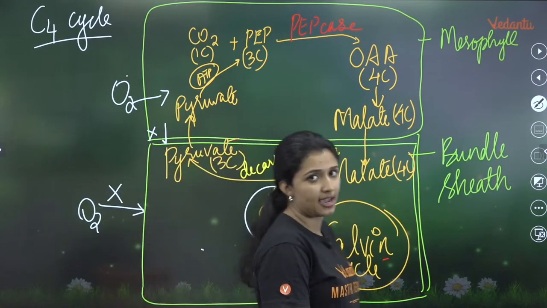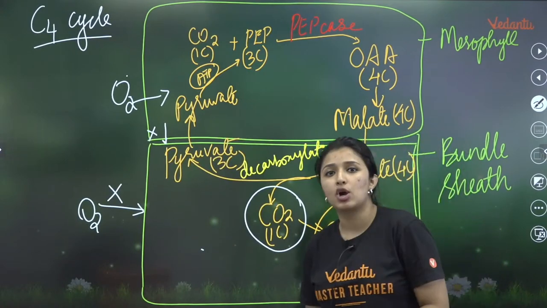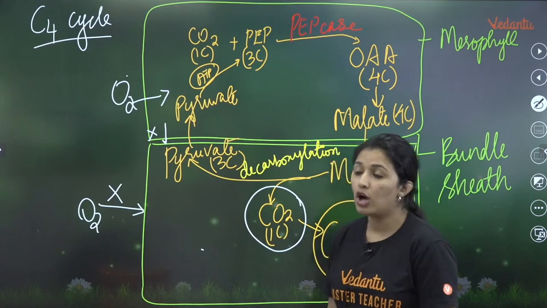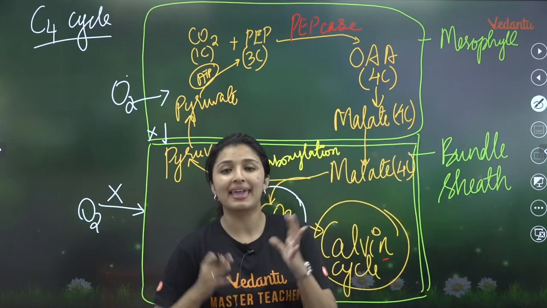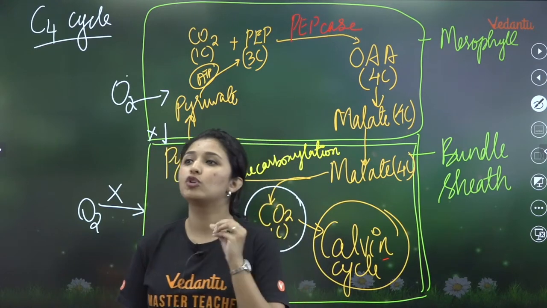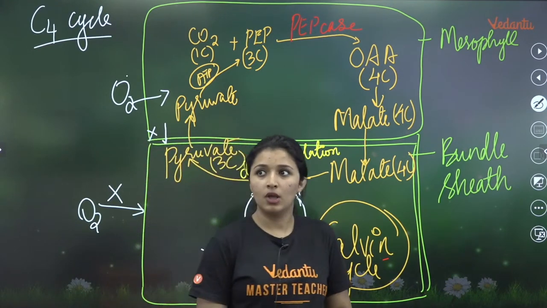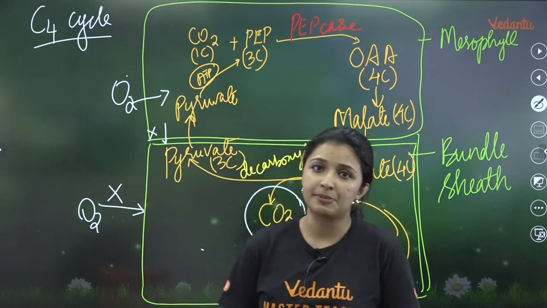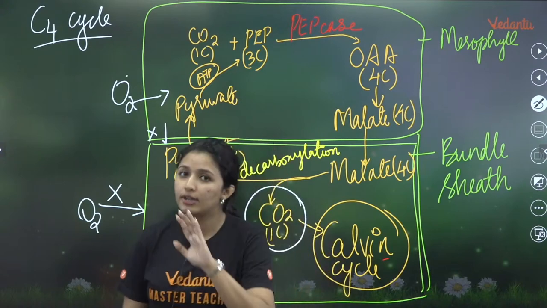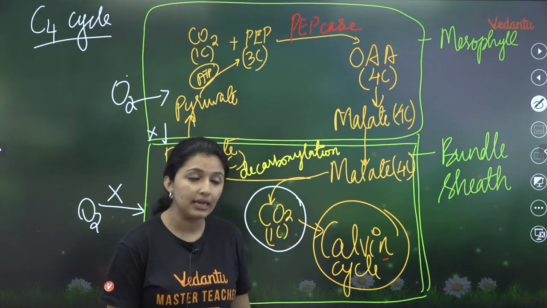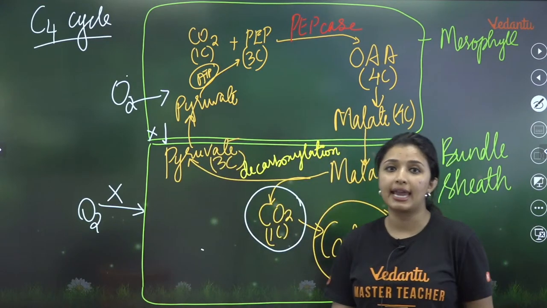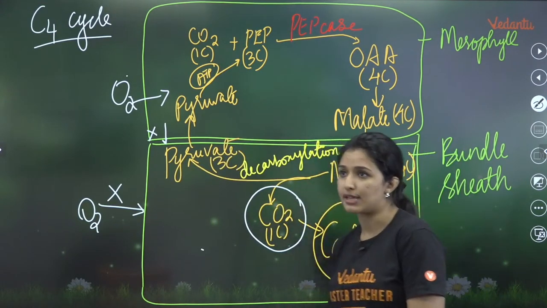We said, okay, you stay there. We will give you carbon dioxide. You just have to fix carbon dioxide. So, this is an evolved mechanism. This is an evolved cycle because of photorespiration. Photorespiration is a highly wasteful process. We don't want it to happen. That is why they created such a cycle. In plants like sugarcane, wheat and all of that, we have the C4 cycle.